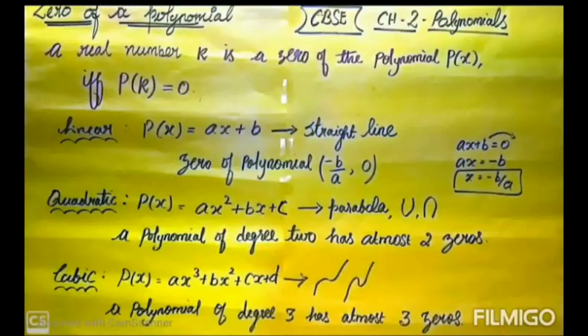So a cubic polynomial of degree 3 has at most 3 zeros. Similarly, what I said for 2 zeros in the quadratic, the same thing for cubic: we have at most 3 zeros. So let's see the detailed explanation through the graph.